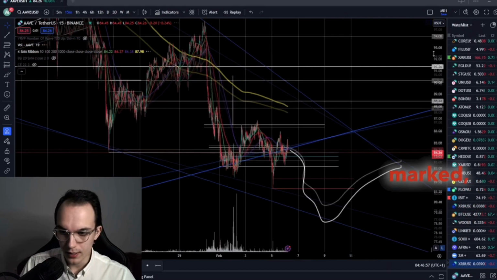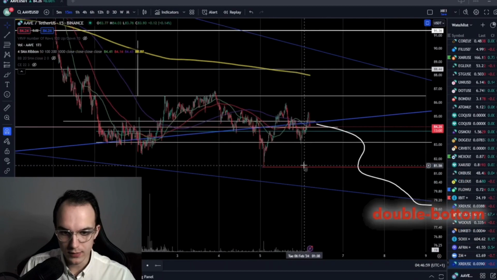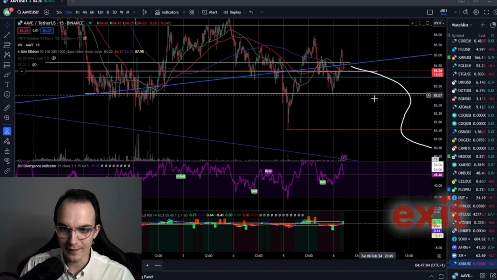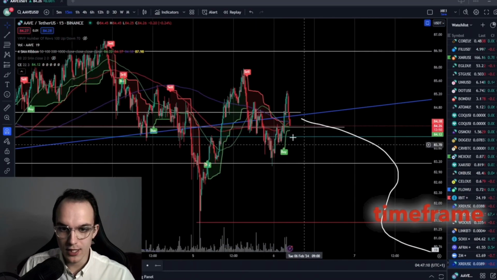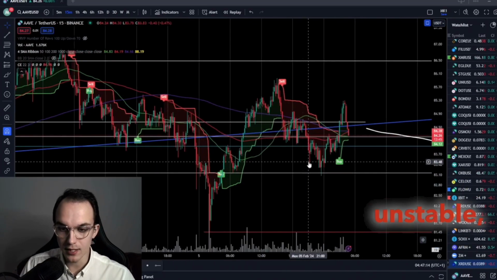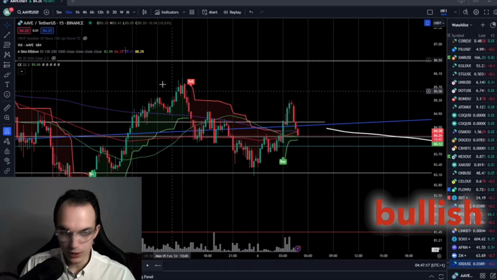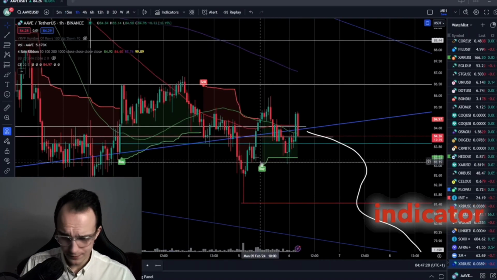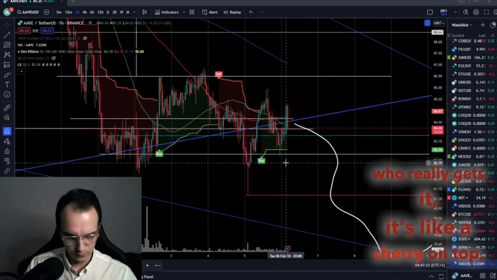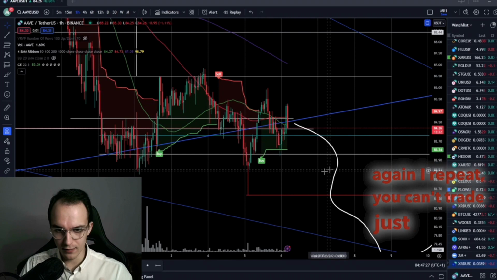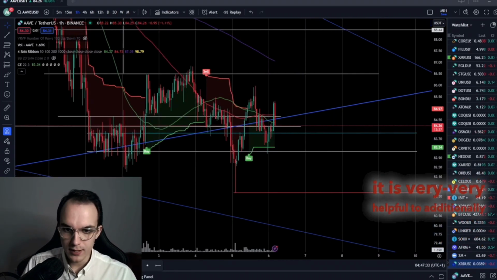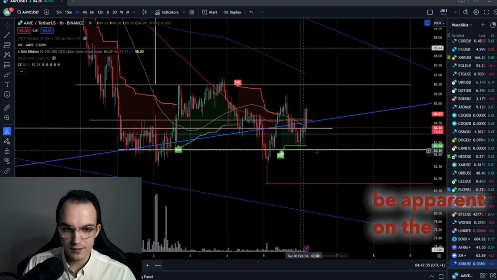I don't even have a stop marked, but where the idea with the double bottom setup will be invalidated, so to speak. The idea will be a non-working exit so far, even at the 15-minute time frame with such a drain. It's basically taking place here, and the coin is so unstable. With such a drain, it still shows a bullish mood, 15 minutes, hour, and the indicator is very cool, guys. I recommend it to anyone who really gets it. It's like a cherry on top. Again, I repeat, you can't trade just by that alone, but with an understanding of the market. It is very, very helpful to additionally point out things that would otherwise be apparent on the chart.